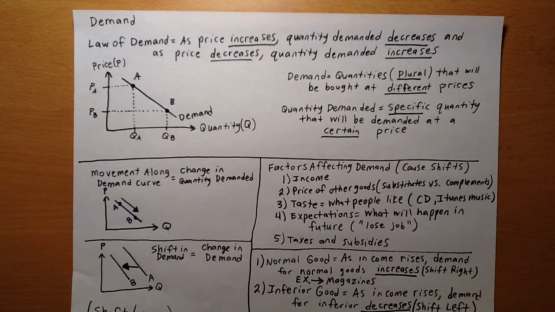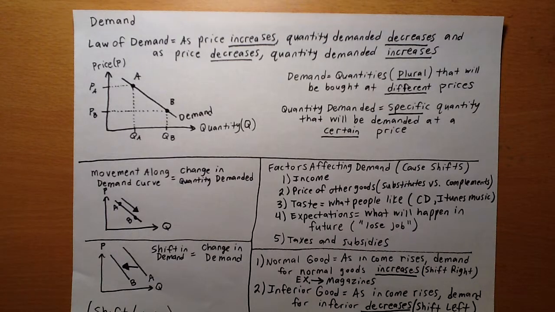Another thing is taste. Taste is like, what's cool now? So, CDs and iTunes music. I'm sure at one point in time, people bought a lot of CDs because that was a cool thing. But iTunes came around and replaced that. So because of taste, the demand for CDs decreased. The demand curve for CDs shifted to the left, or decreased.